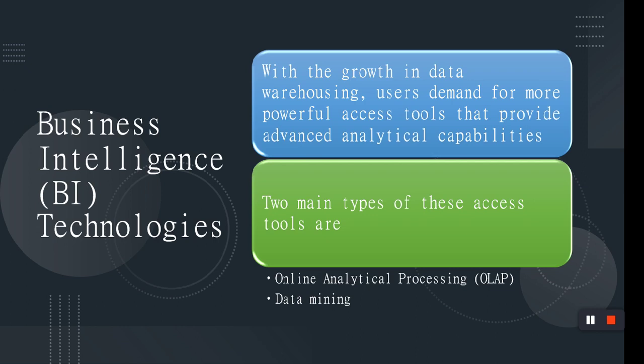So what are the two main types of these access tools? So again, we want to access or retrieve data from the data warehouse. So we need tools for faster retrieval or faster access of these data. So the two main types are we have the OLAP and the data mining. So for purposes of performance management system, since that is our course or that is our subject, we will only discuss what is online analytical processing. So we will leave data mining for future discussions.